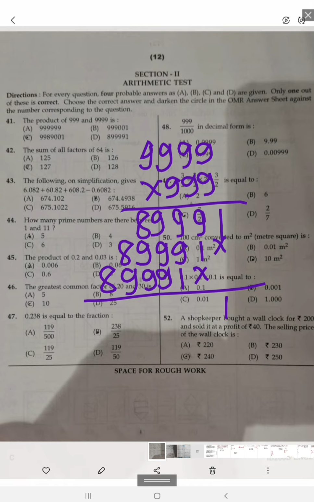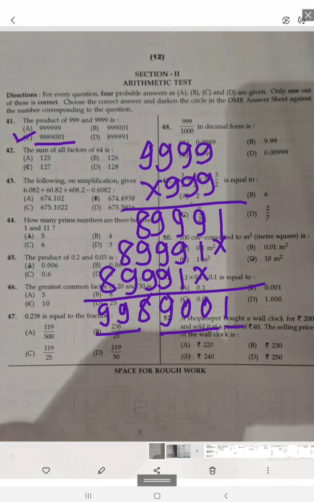Alright, so 1 and 9 plus 1, 10, and here 20, and 9 3s are 27 plus 2, 29, and here 9 2s are 18 plus 2, 20 and 8, and here 9 plus 2, 11 plus 8 is 19, and here 8 plus 1 is 9. So 9989001 is the right answer. So 9989001, answer C is the right answer.